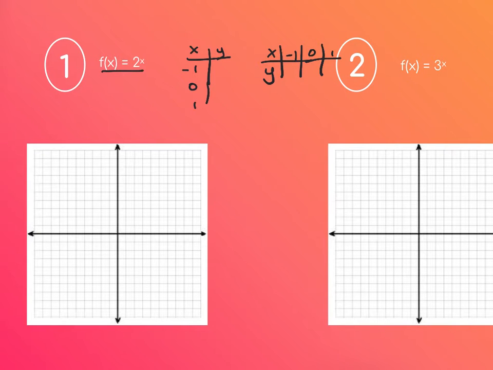So I'm going to take my graph that's here. I'm going to change the f of x to y. So y equals 2 to the negative 1. And then I'm going to do it again. y equals 2 to the 0. And then I'm going to do it again. y equals 2 to the first.